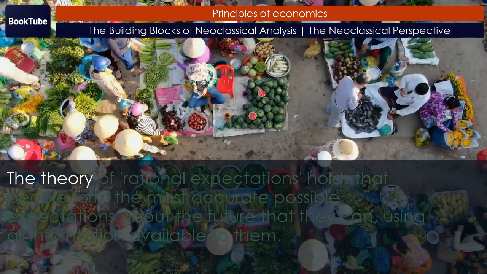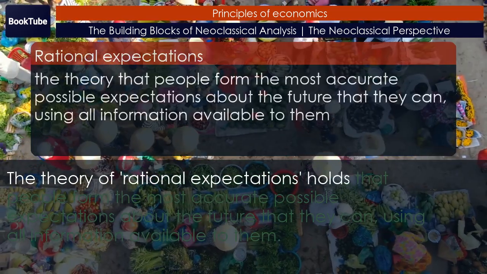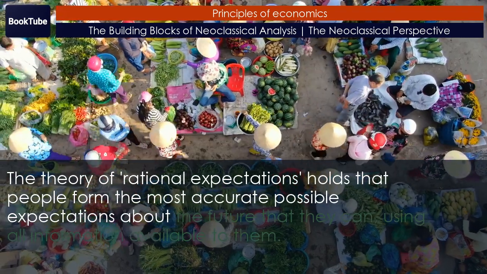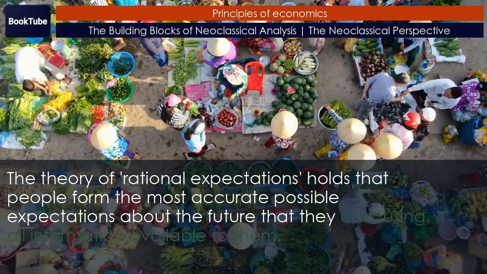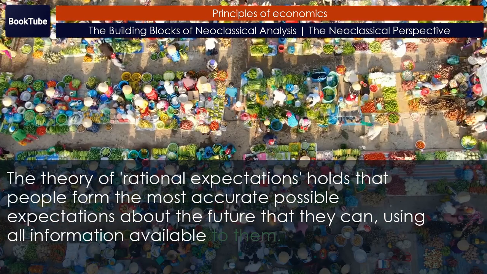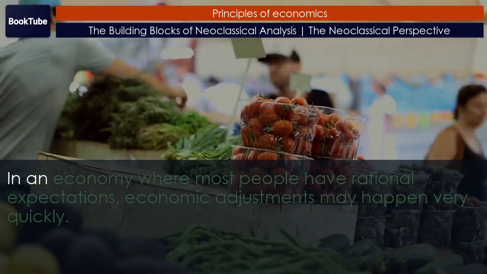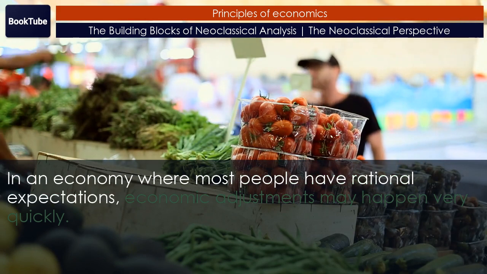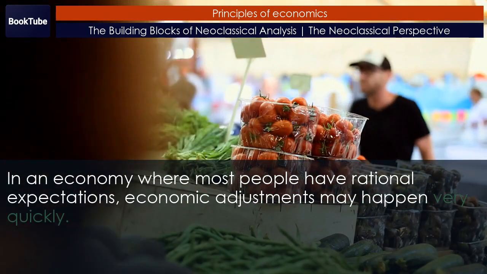The theory of rational expectations holds that people form the most accurate possible expectations about the future that they can, using all information available to them. In an economy where most people have rational expectations, economic adjustments may happen very quickly.